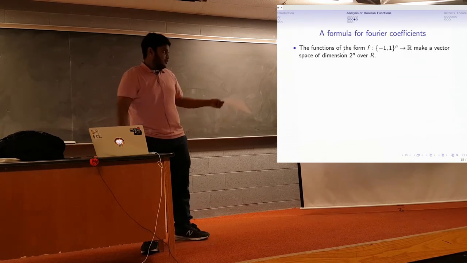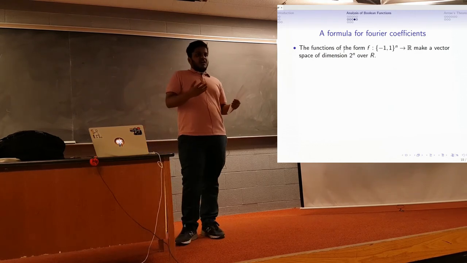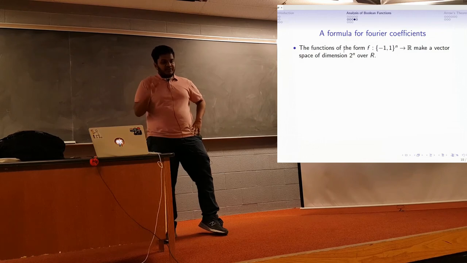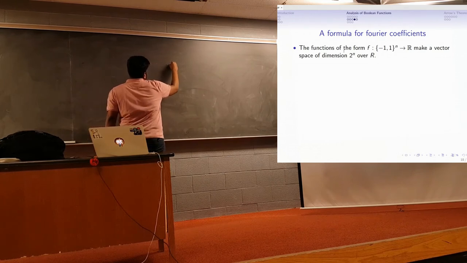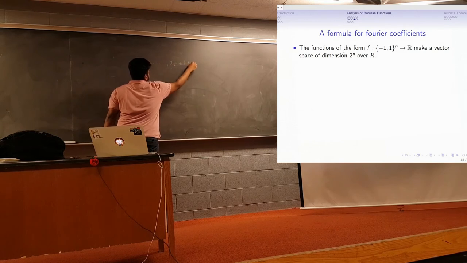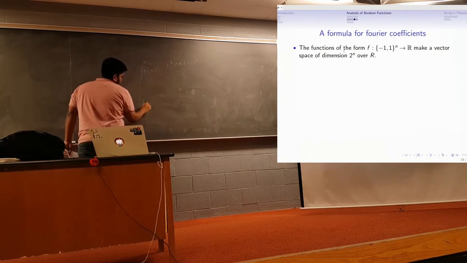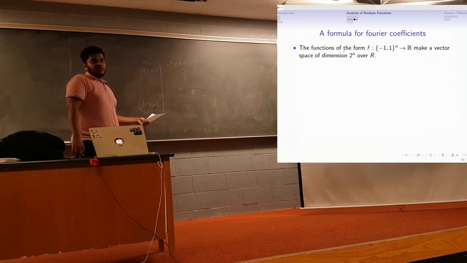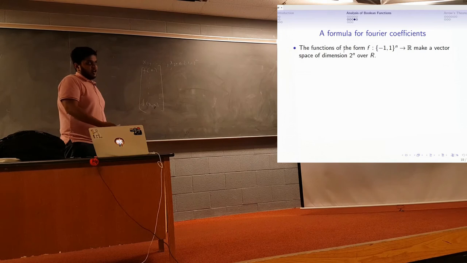The Boolean functions make a vector space of dimension 2 to the power n over R. You can see this because a function is basically defining a result for 2 to the power n values in minus 1 comma 1 to the n. So you can stack them as a column vector. So say we have x1 to x 2 to the power n in minus 1 comma 1 to the n, then we can stack all the f of x1 to f of x 2 to the power n in a column vector, and all these column vectors corresponding to each function are the elements of the vector space, and it's clear that they form a vector space over R of dimension 2 to the power n.